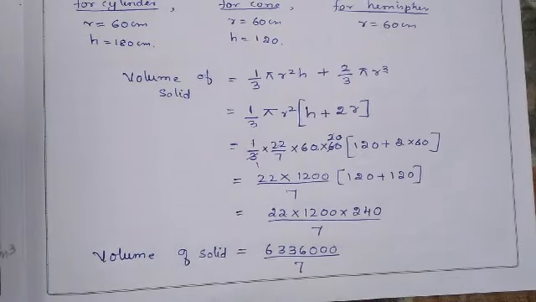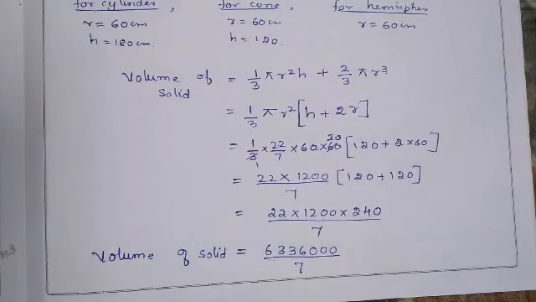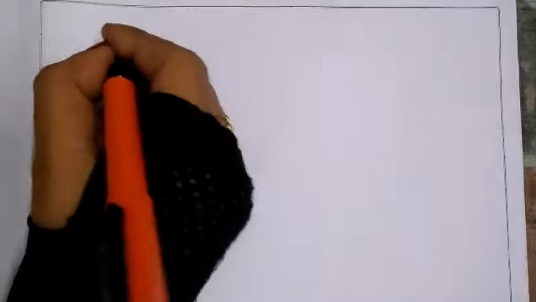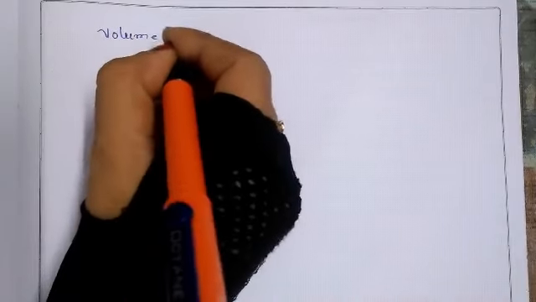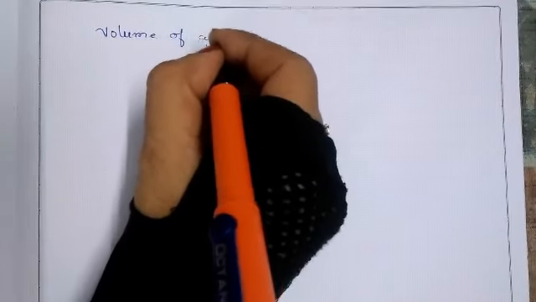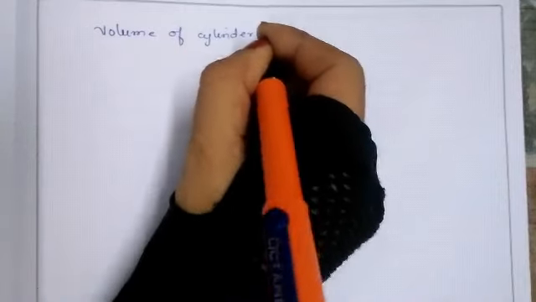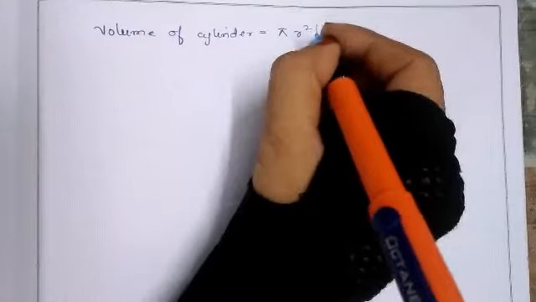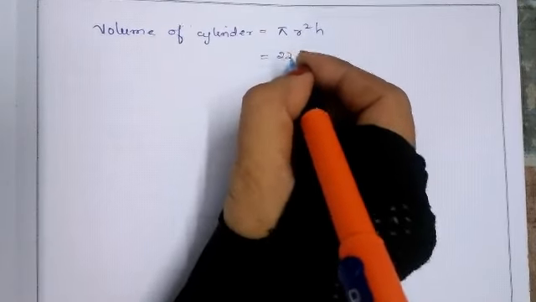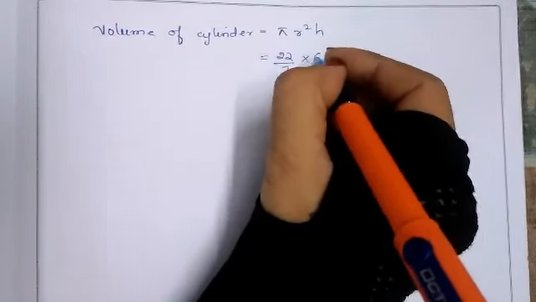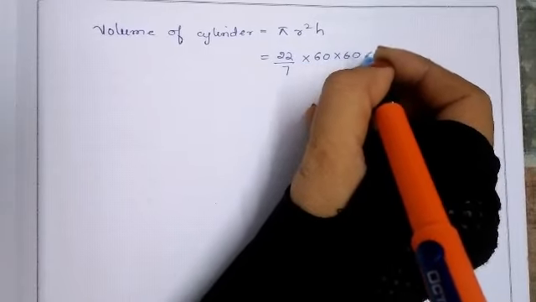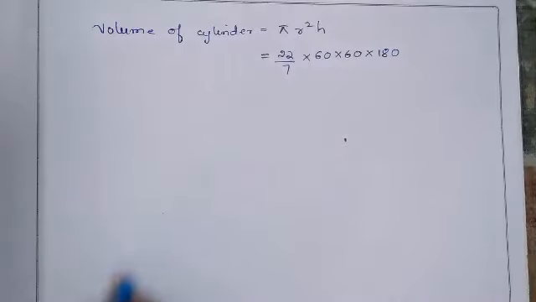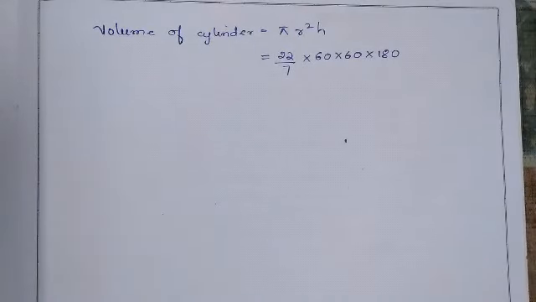Let us find now volume of cylinder. Volume of cylinder now we need to find. Volume of cylinder formula is nothing but pi r square h. Pi value is 22/7, r value is 60 into 60 and h is 180, height of the cylinder. So nothing can be cancelled here.